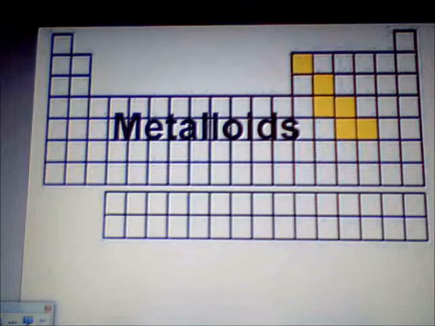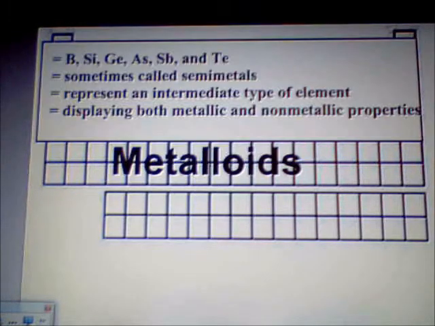Now fill in the shaded area for metalloids. This is where you find them on the periodic table. Metalloids are sometimes called semi-metals because they represent a group that's intermediate to the metals and the nonmetals. So they display both metallic and nonmetallic properties. We also call them the semiconductors. You guys have heard of Silicon Valley, where they make semiconductors.